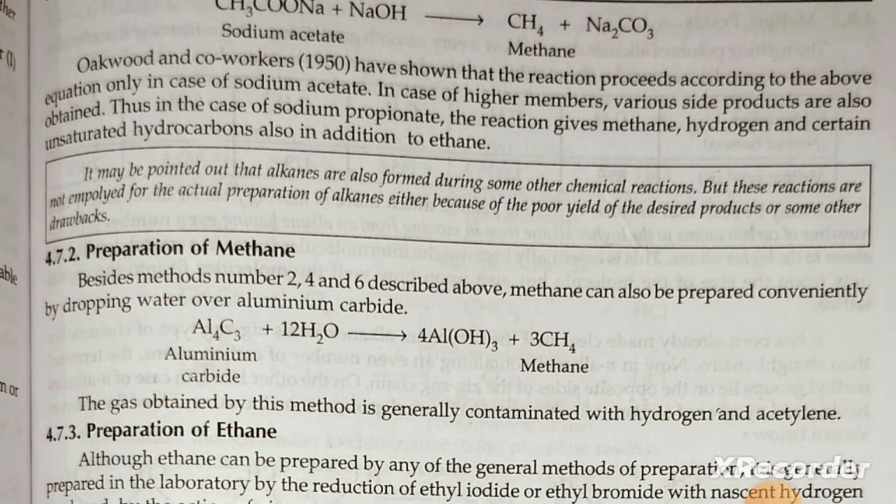It may be pointed out that alkanes are also formed during some other chemical reactions, but these reactions are not employed for the actual preparation of alkanes either because of the poor yield of the desired product or some other drawbacks. Preparation of methane. Besides methods number 2, 4, 6 described above, methane can also be prepared conveniently by dropping water over aluminium carbide. Aluminium carbide plus 12H2O gives rise to 4Al(OH)3 plus 3CH4. The gas obtained by this method is generally contaminated with hydrogen and acetylene.